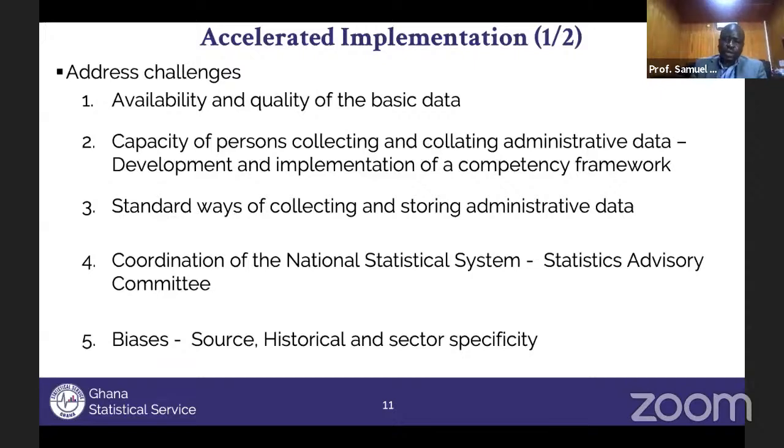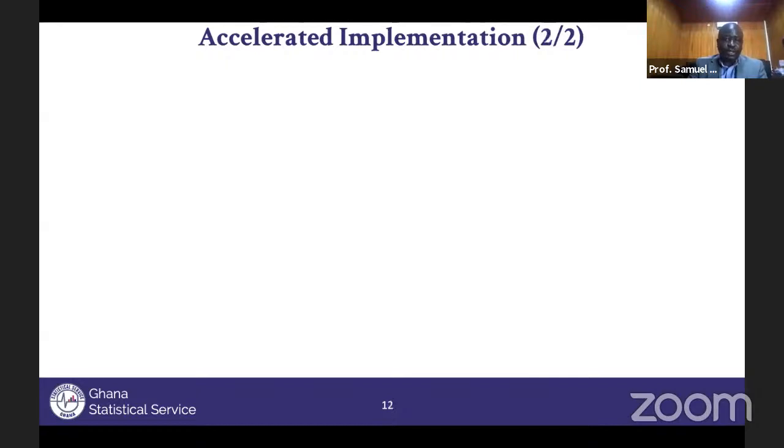One thing I want to also emphasize is the sector specificity of this engagement. And I strongly believe that the workings around administrative data from a health point of view will be significantly different from an education point of view, and for that matter, all the other MDAs.